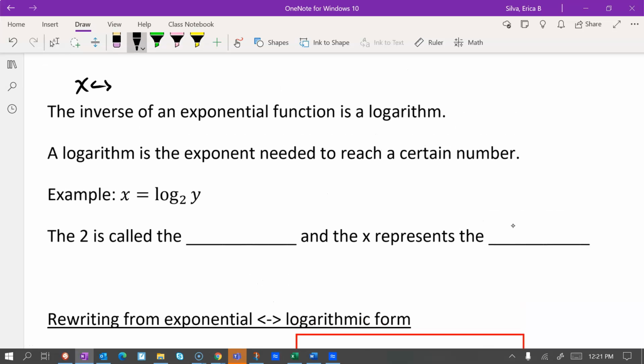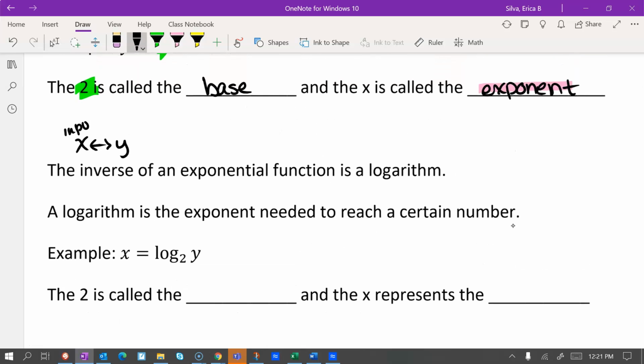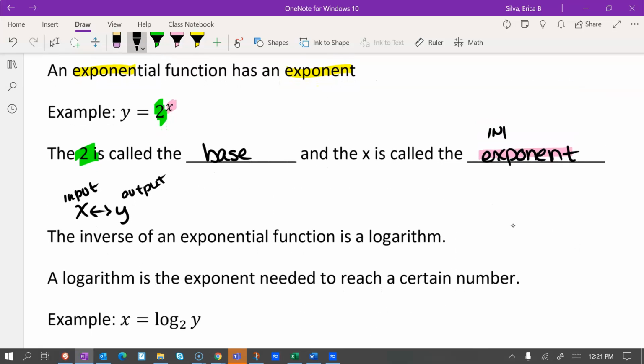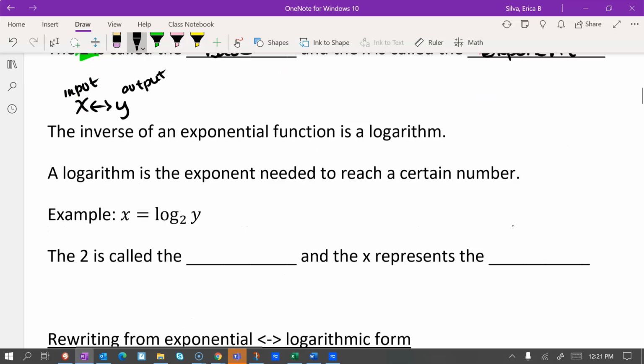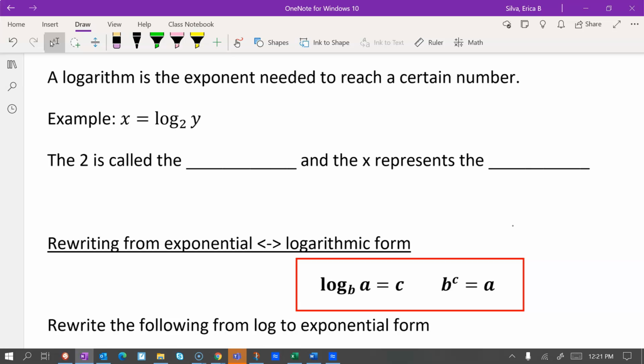Remember when we talked about inverse, we switched the x and the y, and basically your input becomes your output and your output becomes your input. That's the same thing that we're going to do here. Remember, your exponent is your x, so it's also called your input. Now notice what happens when we get the log, or we change it into its log form.